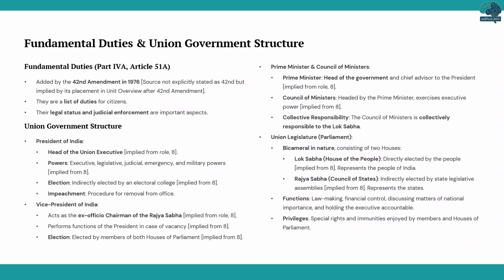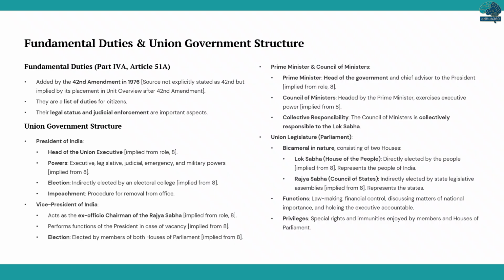India's union legislature, or parliament, is bicameral, meaning it has two houses: the Lok Sabha, or House of the People, whose members are directly elected by the public, and the Rajya Sabha, the Council of States, whose members are indirectly elected by state legislative assemblies, representing the states. Parliament's core functions include lawmaking, financial control, discussing national issues, and holding the executive accountable. Members in the houses also enjoy specific privileges.